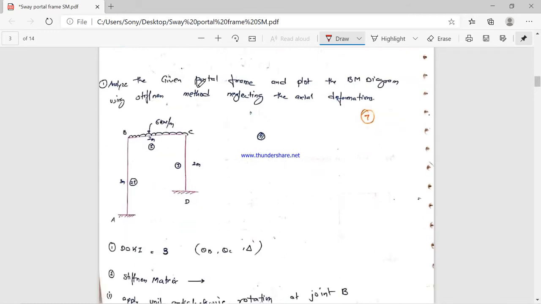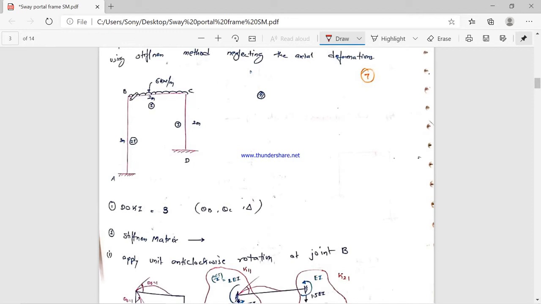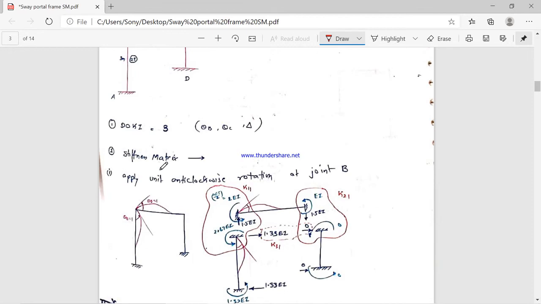Analyze the given portal frame and plot the bending moment diagram using the stiffness method neglecting the axial deformation. This is the geometry of the structure, with members AB, BC and CD, and we have to solve this. First we have to calculate the DOKI. In a portal frame the total number of unknowns will be 3: theta B will be unknown, theta C will be unknown, and the deflection delta will be unknown. So 3 unknown degrees of freedom. We have to calculate the DOKI, which is 3, and these theta B, theta C and delta. Then comes the formulation of the stiffness matrix.